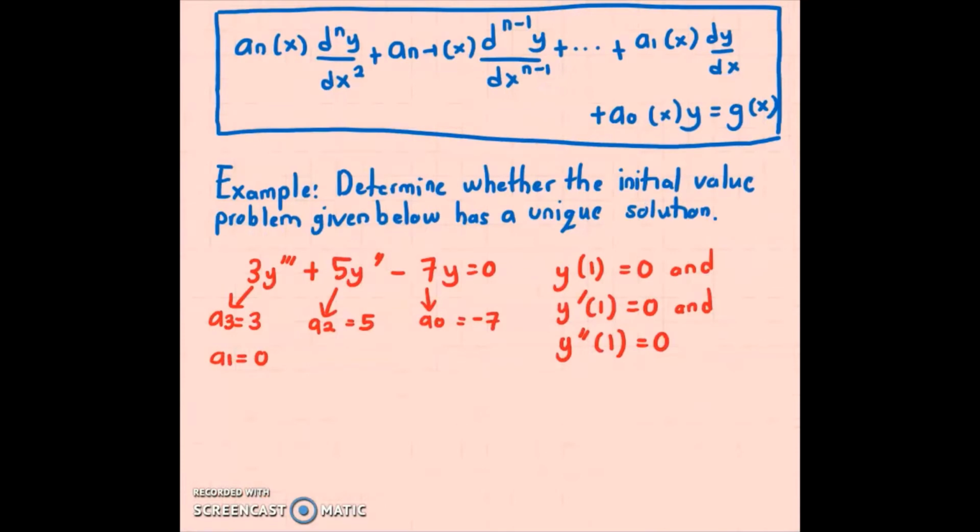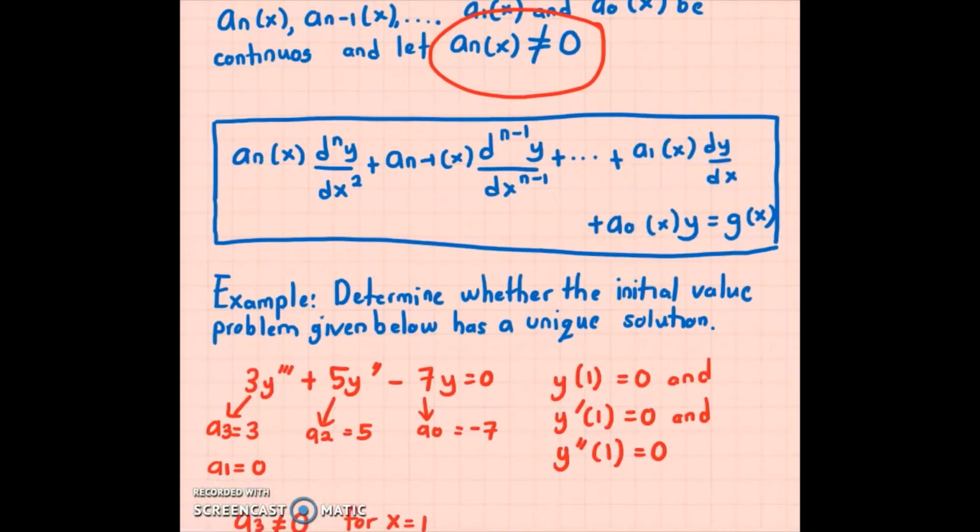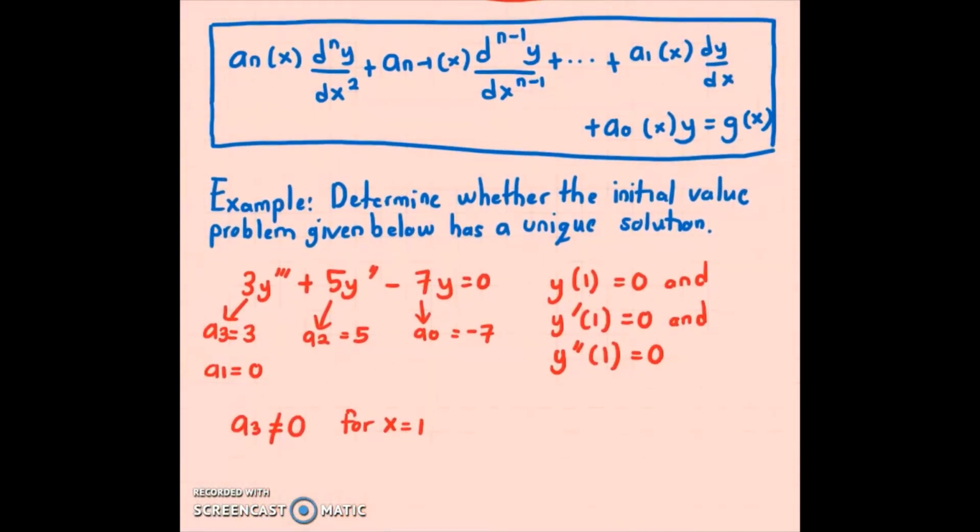Okay, so my a_n(x) is my a3, so we know that my a3 is not equal to 0. Okay, and then for x equals 1, it said that there must be a continuous interval that exists for the x value. So for x equals 1 in here, it's continuous. Okay, therefore we say y equals 0.